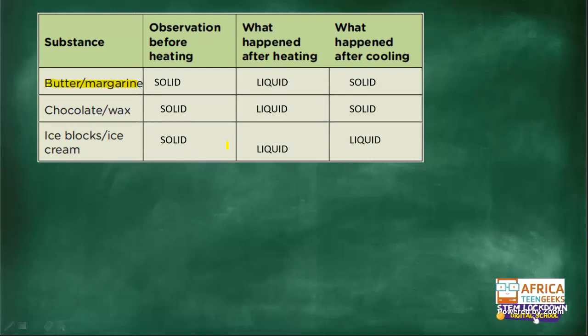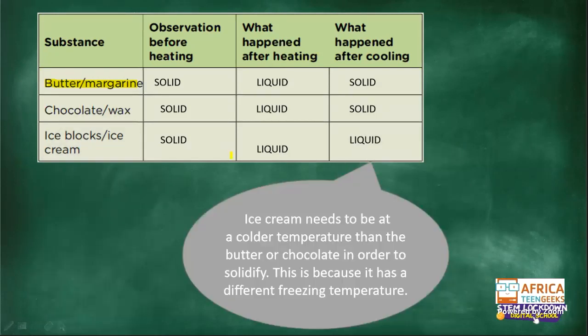Very good. Ice cream will only turn into a solid if you put it in the freezer. Absolutely right, 100% correct. Ice cream needs to be at a colder temperature than the butter or the chocolate in order to solidify. So again, you see, we are working with temperatures here. And this is because it has a different freezing temperature. Okay, so it works a little bit different.